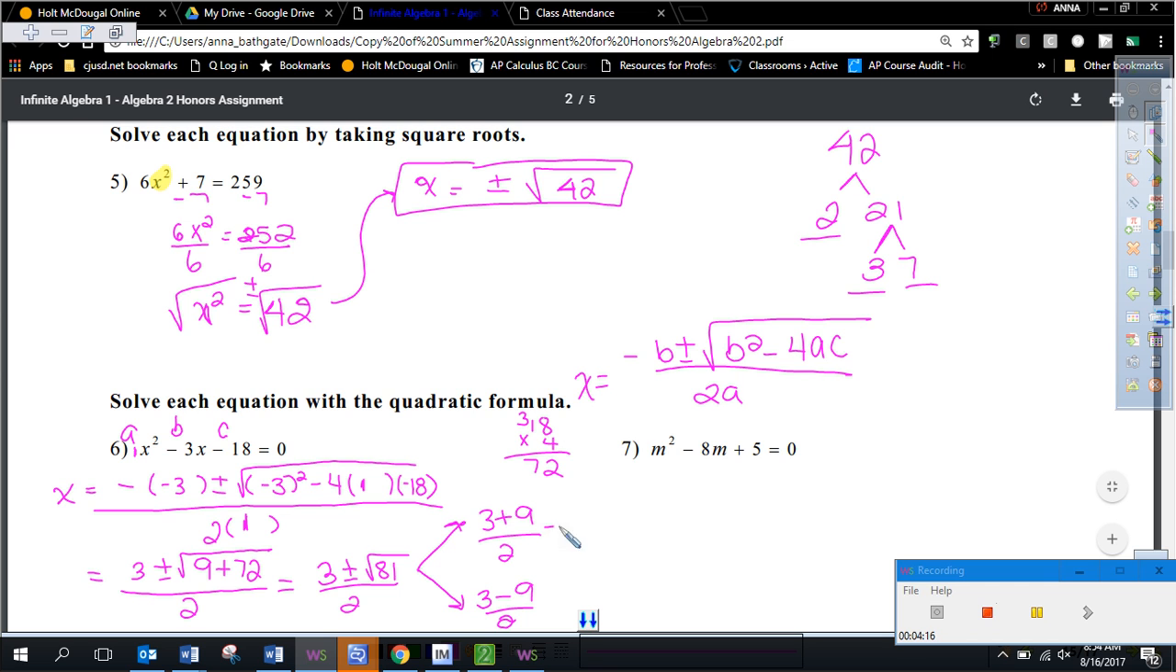3 plus 9 is 12. 12 over 2 is 6. 3 minus 9 is negative 6. Negative 6 over 2 is negative 3. There are my 2 solutions.